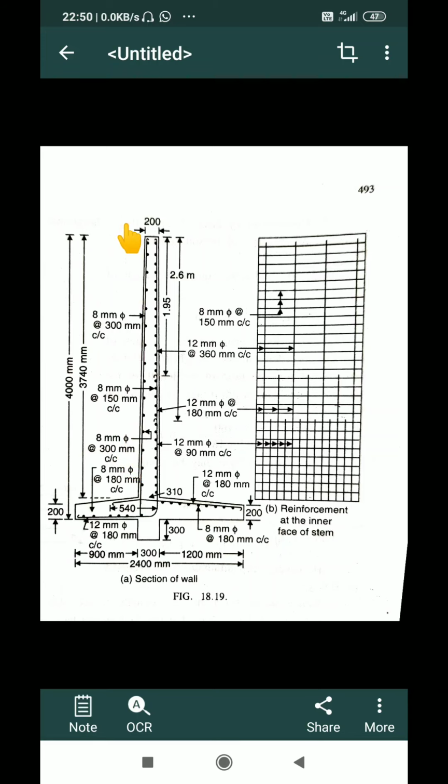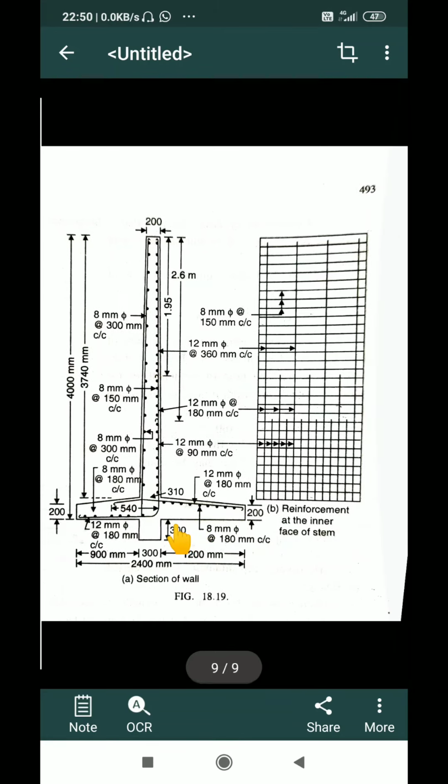On the other side of the stem, I have to provide a minimum quantity of reinforcement, and that I have calculated as 8 mm dia at 300 mm center to center throughout the length. And again these are subdivided into main bars and distribution bars. Main bars are the vertical ones and distribution bars are the dotted ones.